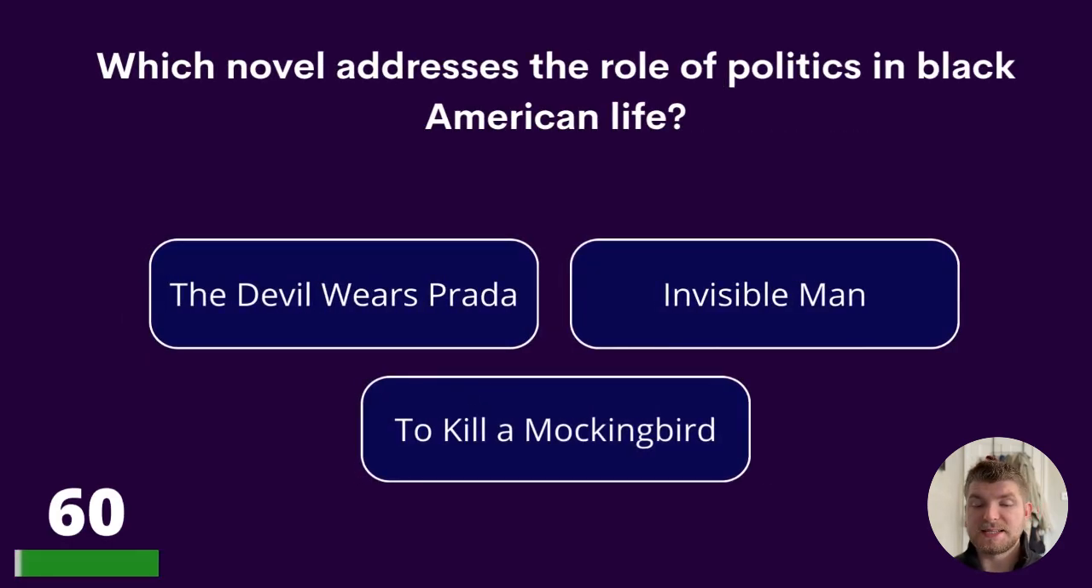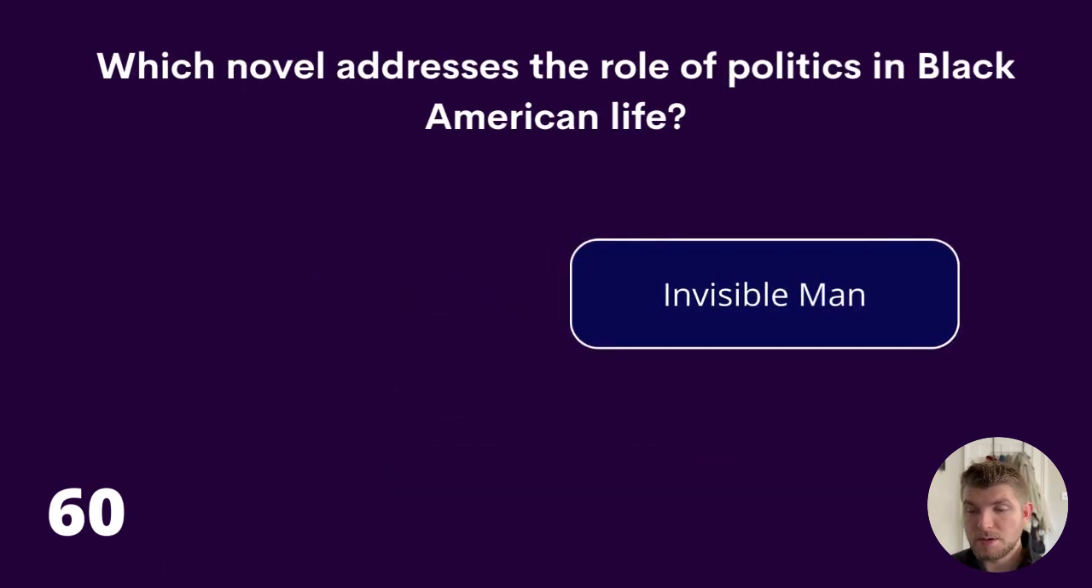60. Which novel addresses the role of politics in Black American life? The Devil Wears Prada, Invisible Man, or To Kill a Mockingbird? The answer is Invisible Man.